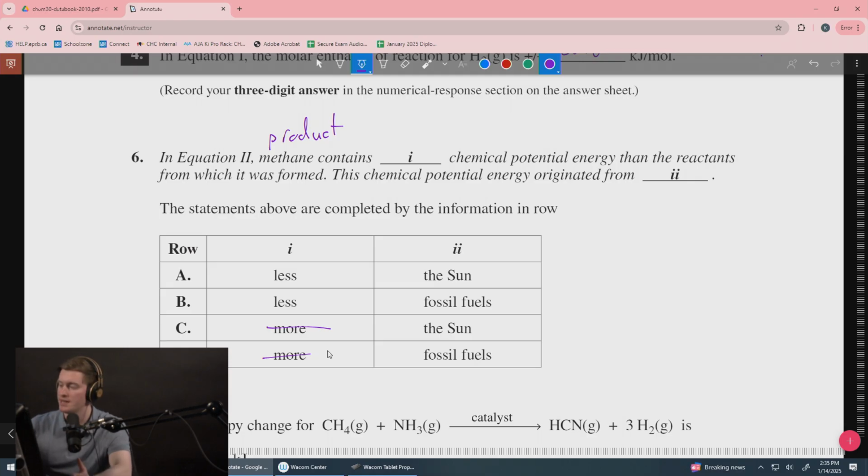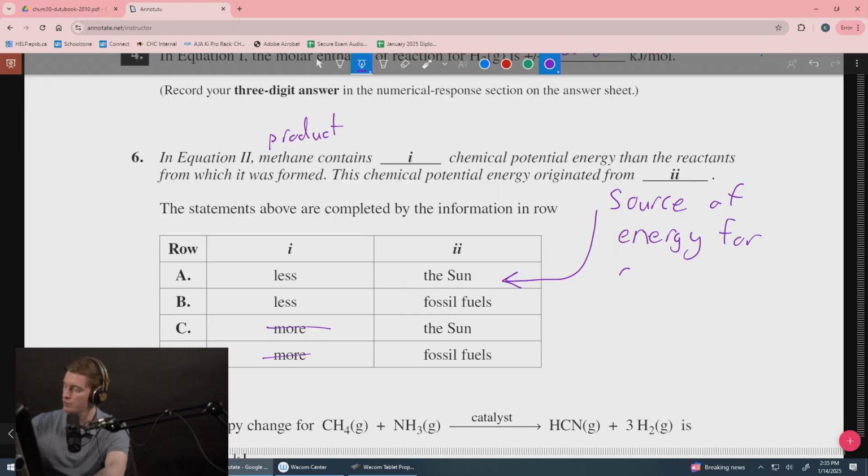Then we have to say that this chemical potential energy originated from what? The sun or fossil fuels. This is something from the Alberta curriculum, where pretty much the source of all chemical potential energy, or the source of all energy, which is then captured into chemical potential energy, is the sun. This is our source of energy for chemical bonds.